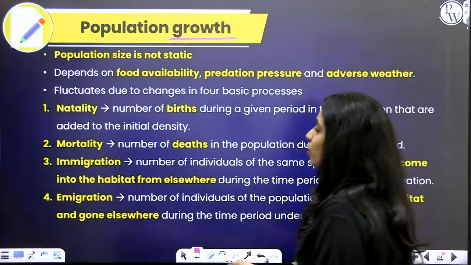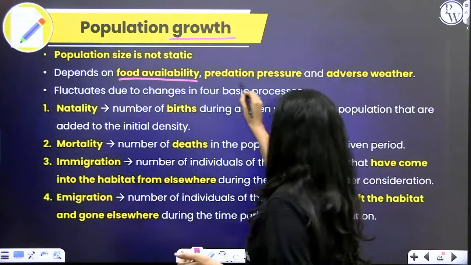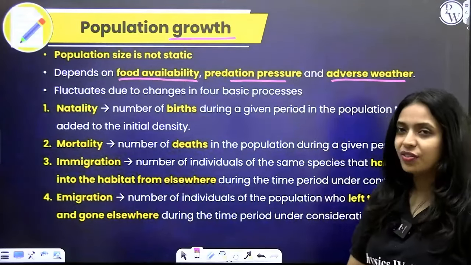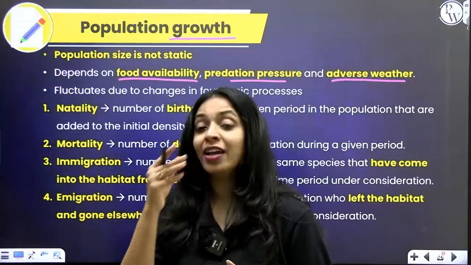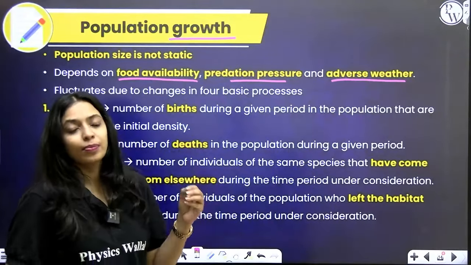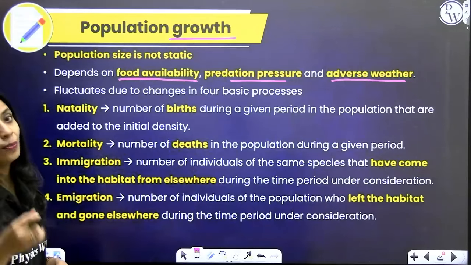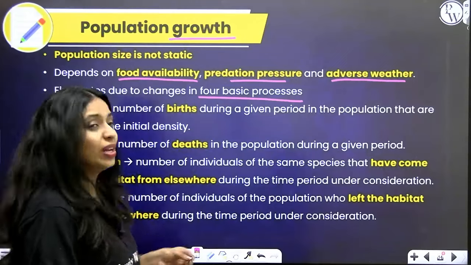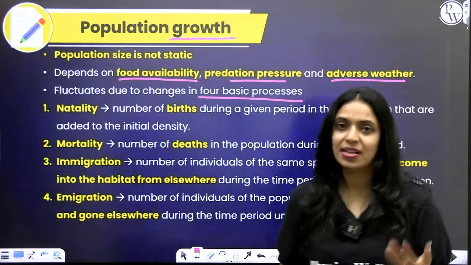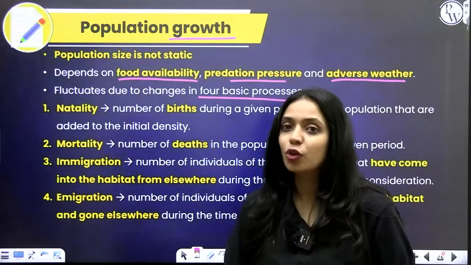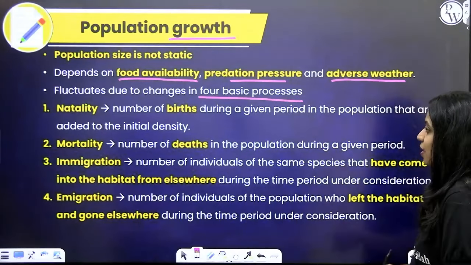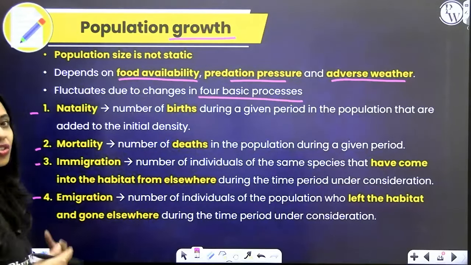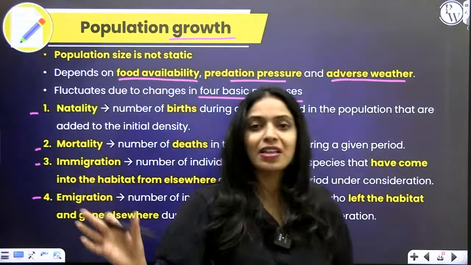So what does it depend on? It depends on a lot of things like the availability of food. Are they facing any predation pressures? Is the weather very adverse? Depending upon all of these, the population size will change. But there are four very important processes, four basic processes that will result in change in population size and cause the population density to fluctuate. So what are these things? It is natality, mortality, immigration, emigration. Whatever I just told you about dogs is the exact same thing, but we're giving it fancy names, all right?